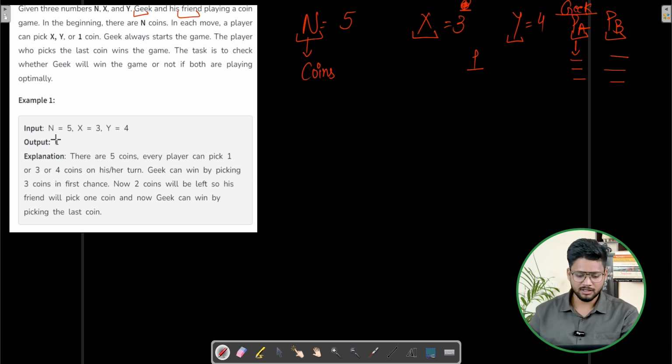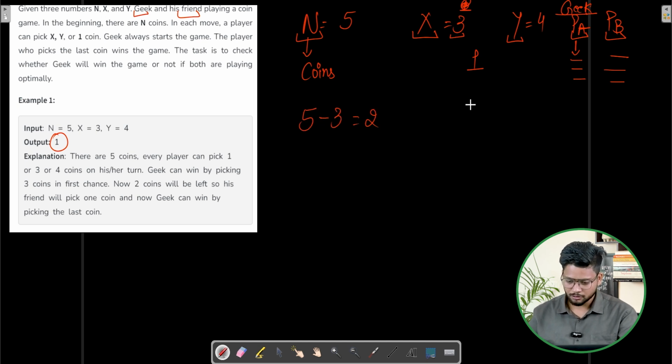Now let's see. The output is 1. What is the meaning of output 1? That Geek, meaning player A, is going to win. So there are total 5 coins. In the first turn, let's assume that Geek picks 3 coins. So 5 minus 3 is 2 coins. Player A has taken 3 coins, and the coins left are 2.